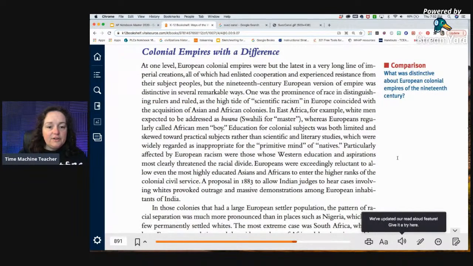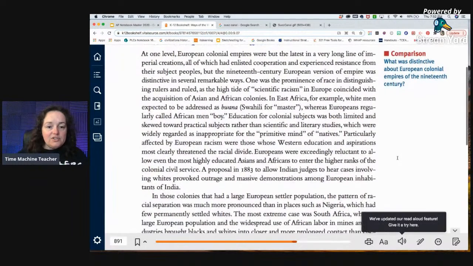In East Africa, for example, white men are expected to be addressed as master, whereas Europeans regularly called African men boys. So they're having that distinction between who's ruling and who's the ruled. Education for colonial subjects was limited and skewed toward political subjects rather than scientific and literary studies, which were widely regarded as inappropriate for the primitive mind of natives. So they kept education very controlled.